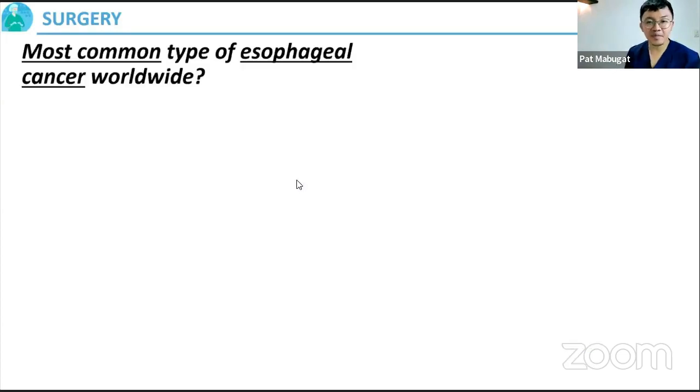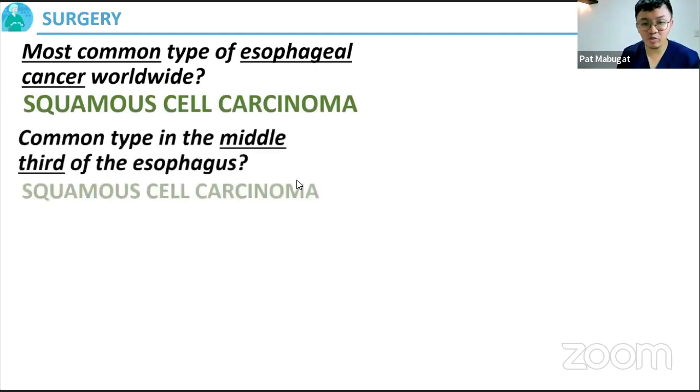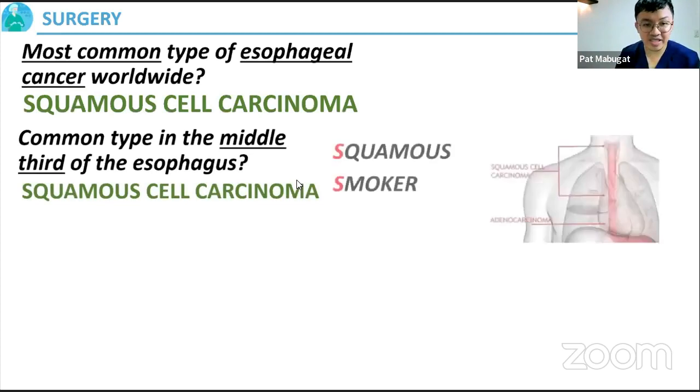Right? Next, what's the most common type of esophageal cancer worldwide? So the most common type of esophageal cancer worldwide is your squamous cell carcinoma. What's the most common type in the middle third of the esophagus? Still your squamous cell carcinoma. A good way to remember this is squamous, second portion, smoker. Squamous, second portion, and smoker. It's in the middle, squamous and smoker, letter S.